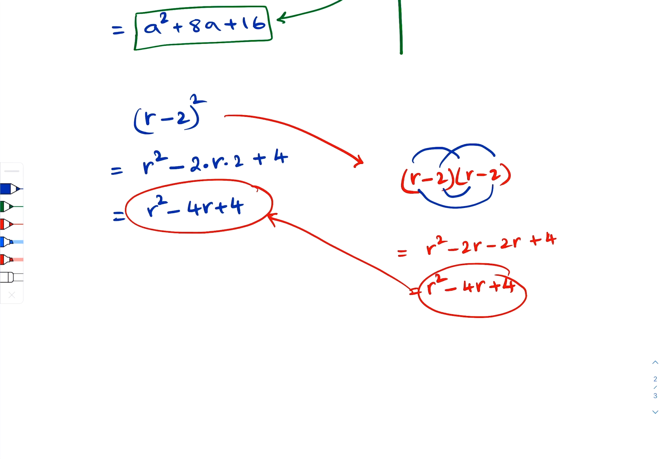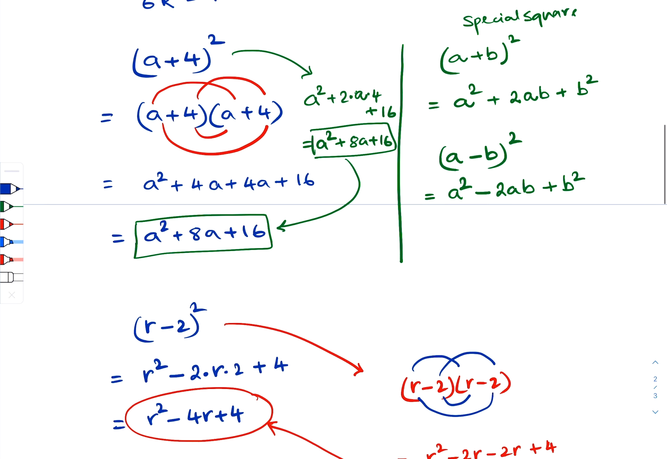While you can do things the long way, it's always good to sometimes know these handy special square formulas. They just come in handy a lot of times in math. Let me go ahead and highlight this formula. So that's the first one, and then that's the second one.